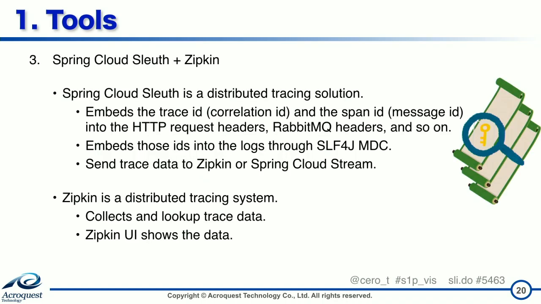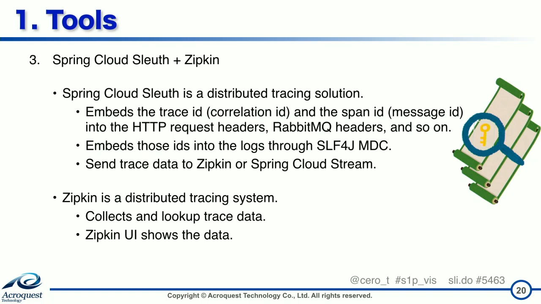And the third one is Spring Cloud Sleuth and Zipkin. Spring Cloud Sleuth is a distributed tracing system solution. It puts the correlation ID, which is a unique request ID commonly used in microservices, to process the request.